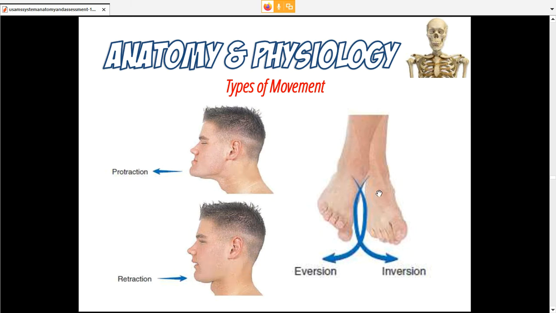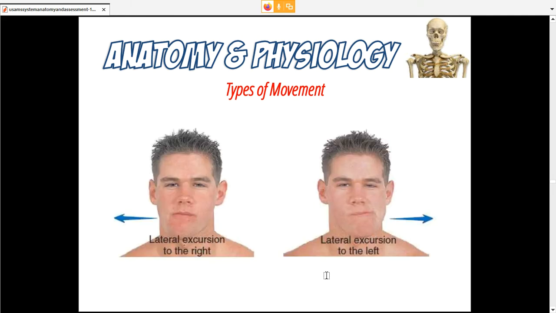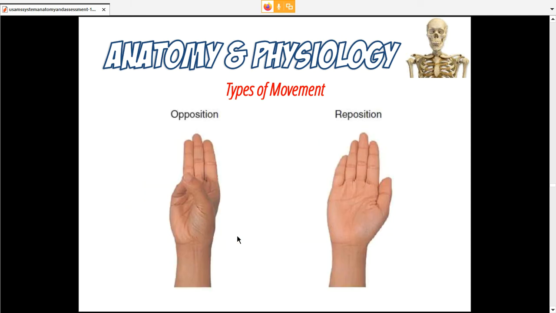And coming to the lower limb, at the ankle joint, keeping the sole towards the midline is called inversion. Keeping the sole away from the midline is called eversion. Inversion and eversion. Then lateral excursion to the right and lateral excursion to the left. So keeping the angle of the mouth laterally, towards the right or towards the left, that is called lateral excursion. Then opposing the digits, that is called opposition. Keeping it normal is called reposition.